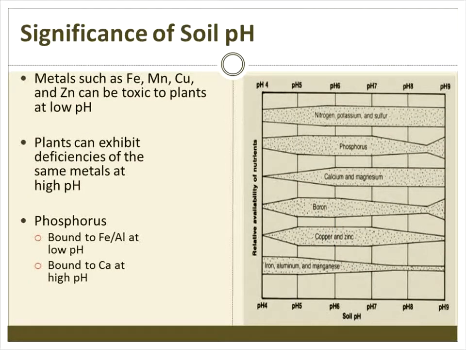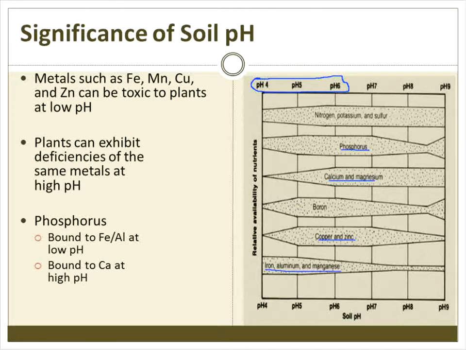Well, I indicated that pH is probably the most important chemical property, and the reason is the impact that it has on other nutrients. I'd like you to focus on this pH 4 to pH 6 range in our soils in North Carolina. We have a variety of different nutrients: phosphorus, calcium, magnesium, copper, zinc, and we'll focus on iron and aluminum as well.